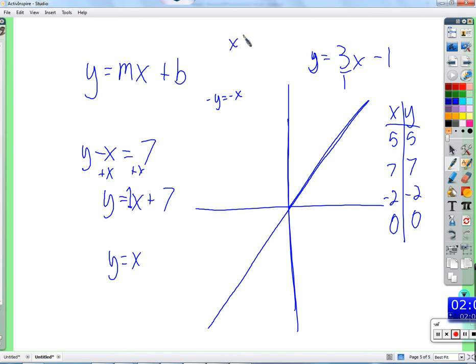Let's keep track of this. What did I just plug in for x? Five. I plugged in five. Now it's negative five when I plug it in. Negative y equals negative five. So what does y equal? Five. If negative y equals negative five, then positive y equals positive five. So it would be y equals negative x. Let's just make one of them negative. That way everything you plug in for x comes out the opposite for y.